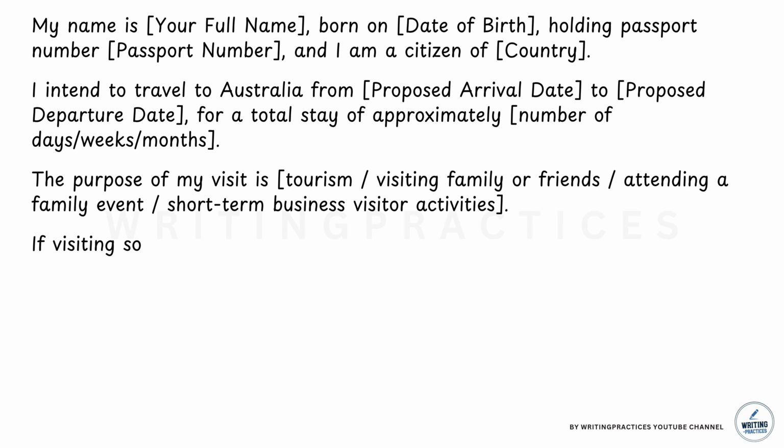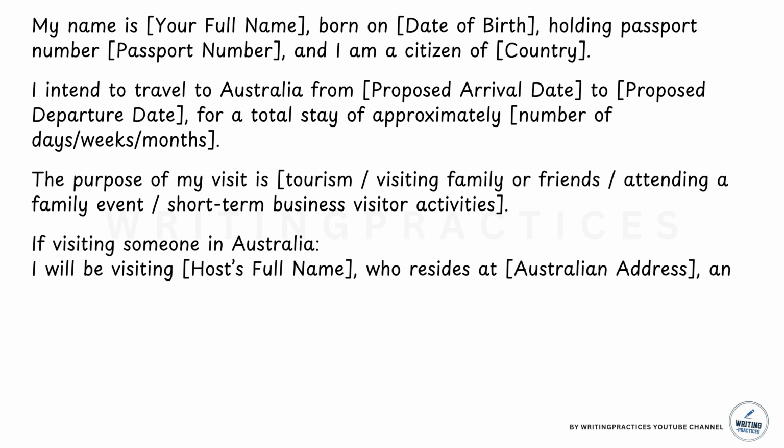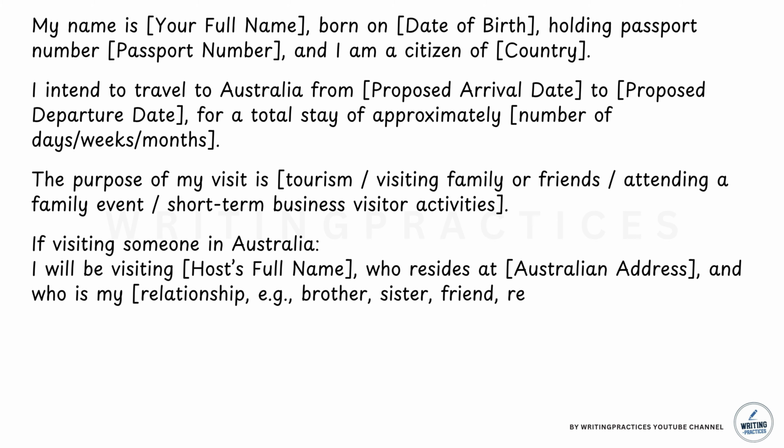Fifth paragraph, host information. This paragraph applies if you are visiting someone in Australia. Include host's full name, Australian address, relationship to you. Example, I will be visiting Sarah Elizabeth Turner, who resides at 45 Collins Street, Melbourne, VIC 3000, and who is my sister. This section helps immigration officers verify your accommodation arrangements and your relationship with the host. It also supports the legitimacy of your travel purpose. Ensure this information matches the host's invitation letter if one is provided.